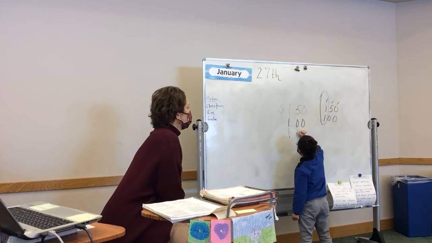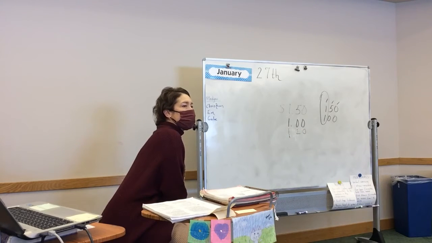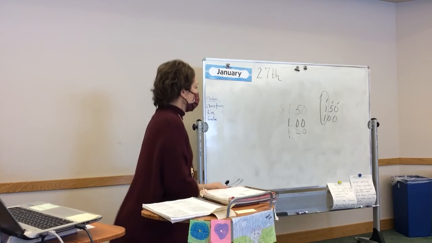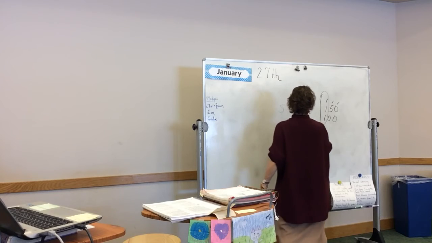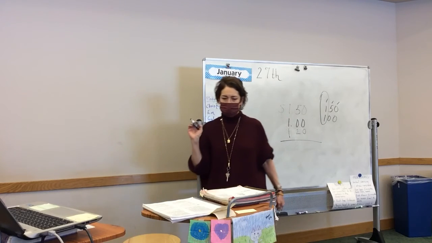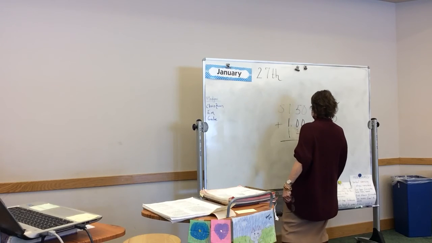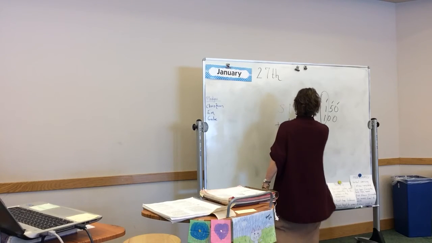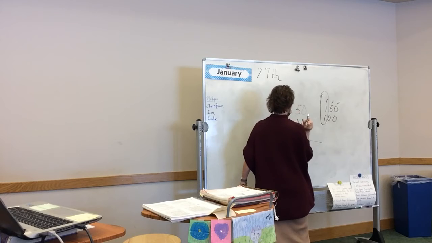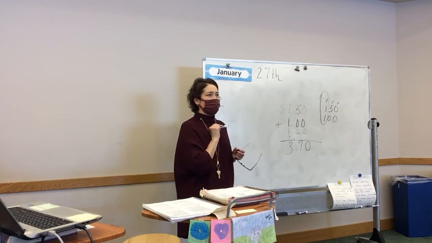Good save. $1.20. What is 0 plus 0 plus 0? 0. I was making sure it wasn't adding. What is 5 plus 0? 5. Plus 2? 7. What is 1 plus 1 plus 1? 3. All right. And what do I have to add to my final answer?